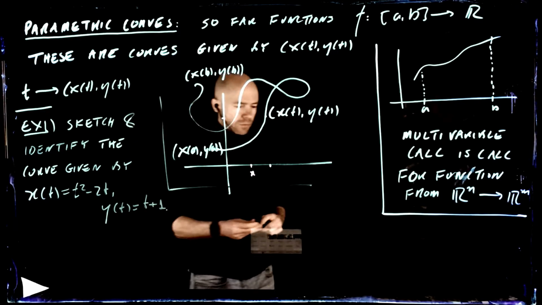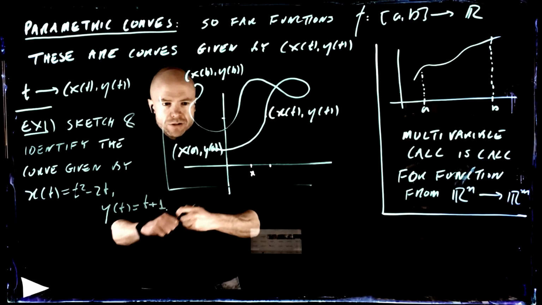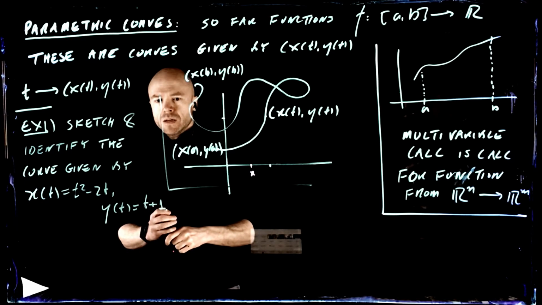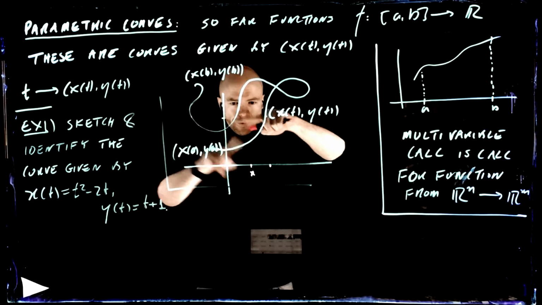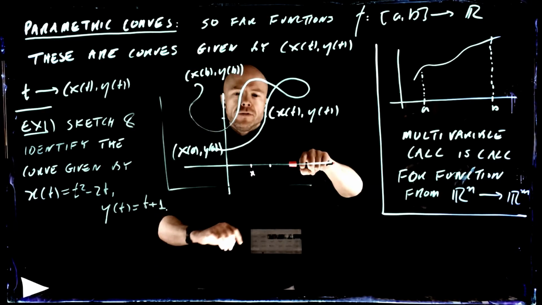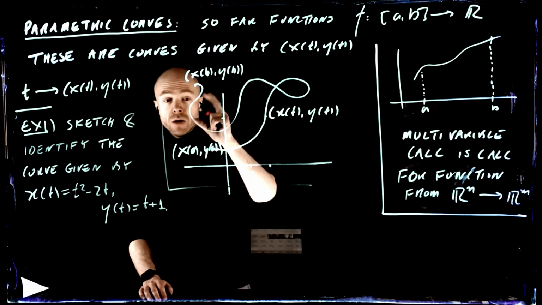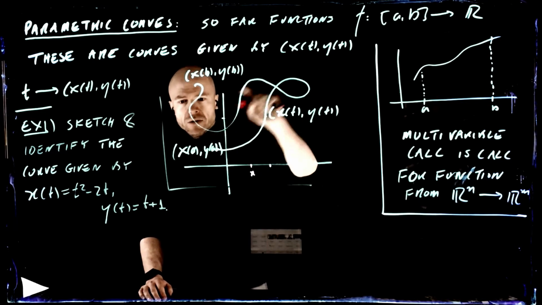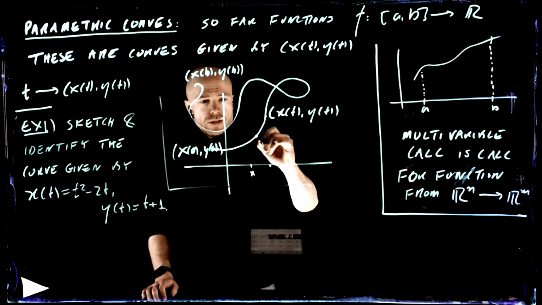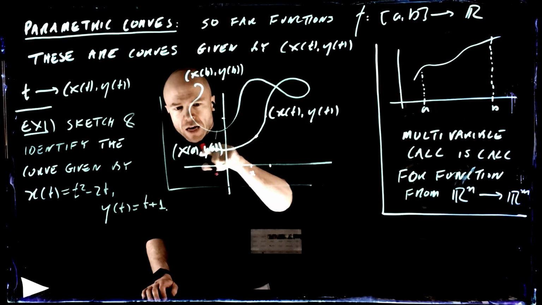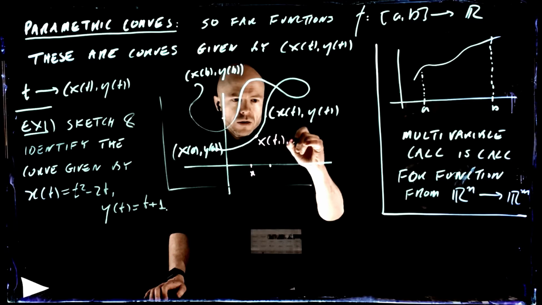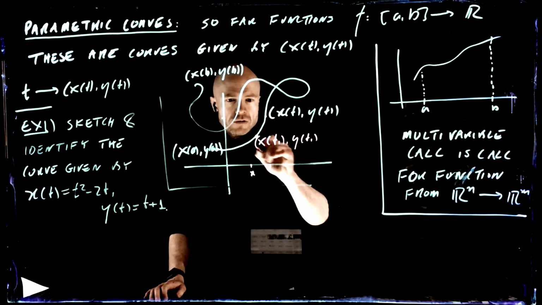Okay, so a metaphor I like to use to describe this is to think about the motion of a bee. A bee will move in the plane, and at every point in time, the bee's position on the plane is given by x of t, y of t. So you can think of a parametric curve as describing the motion of a bee with respect to time. Here it is at time t1. This point here can be x of t1, y of t1.